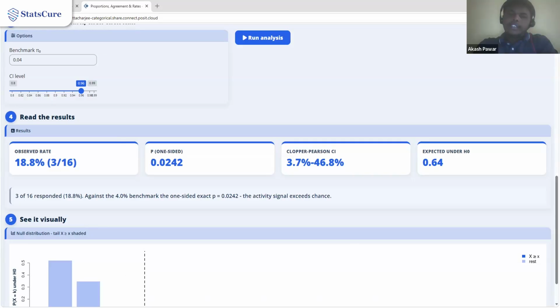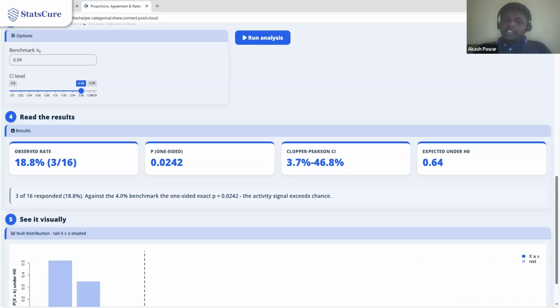Can it be considered as the reference proportion for the alternate hypothesis? Yes, definitely, connect it. Okay, so again I have to go and share that. Any other question?